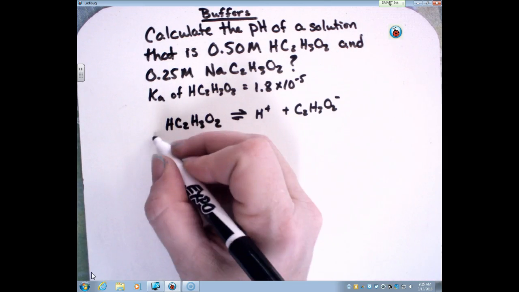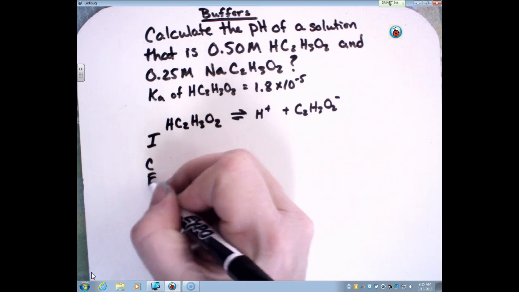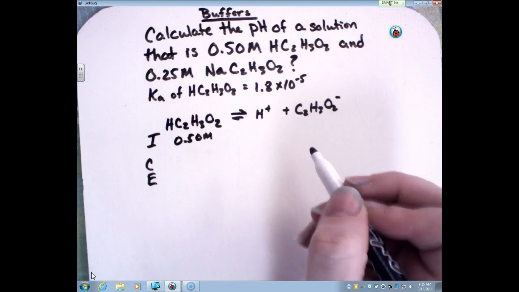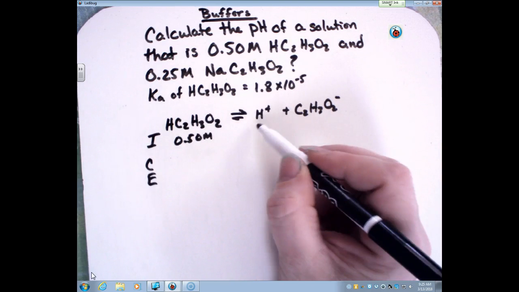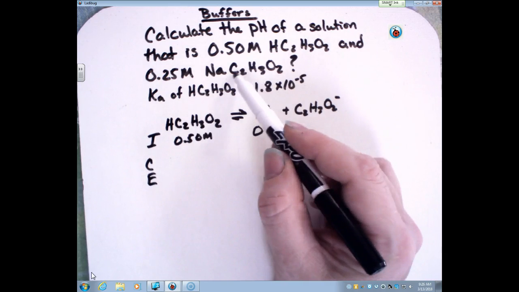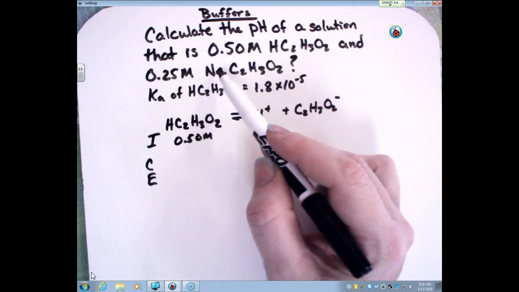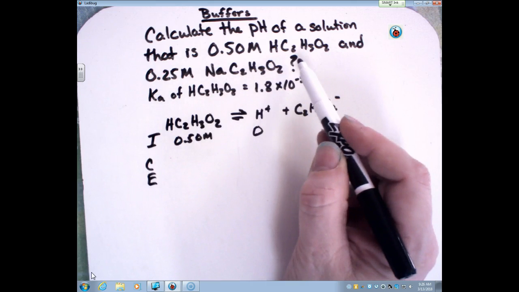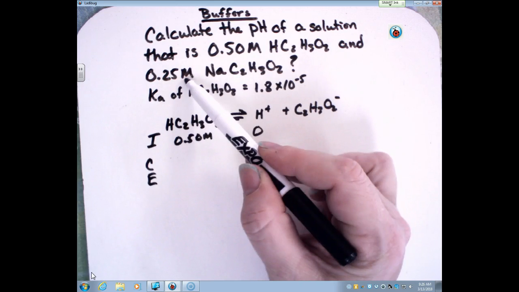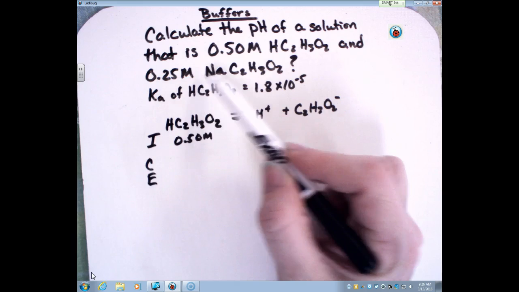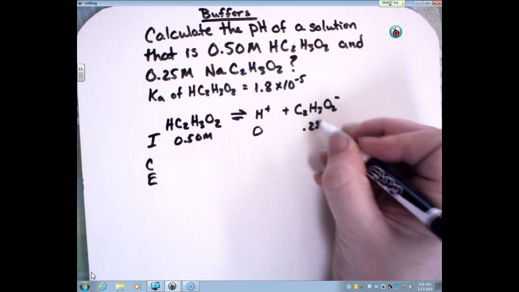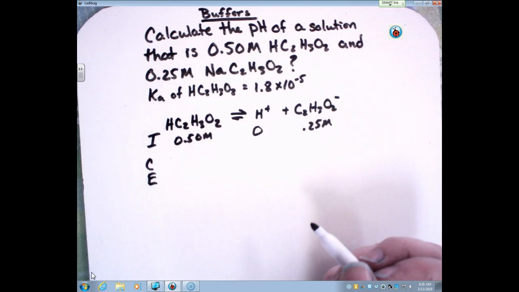Now we're going to make our icebox. Initially we have 0.5 molar here. Before any ionization happens, we have no hydrogen ions. We do have some acetate ions, and that comes from sodium acetate. Sodium acetate is going to split up into sodium ions and acetate ions, and it's a 1-to-1 mole ratio. So if the concentration of sodium acetate is 0.25, then the concentration of the acetate ions floating around in solution is 0.25. And that's really the only trick right there.